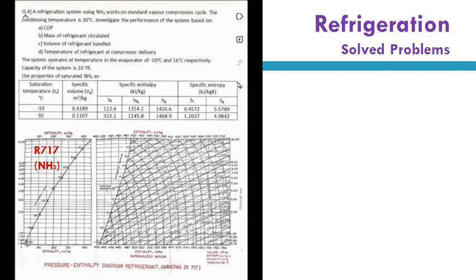So in item number D it needs the discharge temperature, which is the maximum temperature to be recorded inside this cycle. The system operates at temperatures in the evaporator of minus 10 degrees Celsius and in the condenser 16 degrees Celsius respectively. Capacity of the system is 10 refrigeration ton. Use the properties of saturated NH3, which is ammonia, as listed in the table shown on this slide.